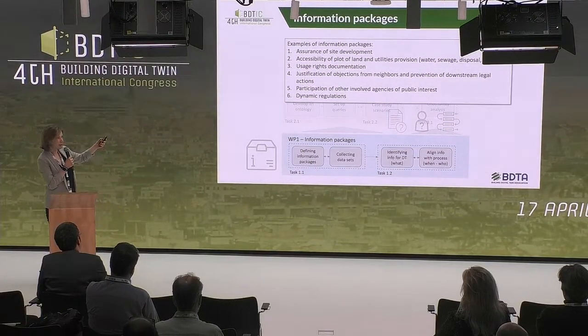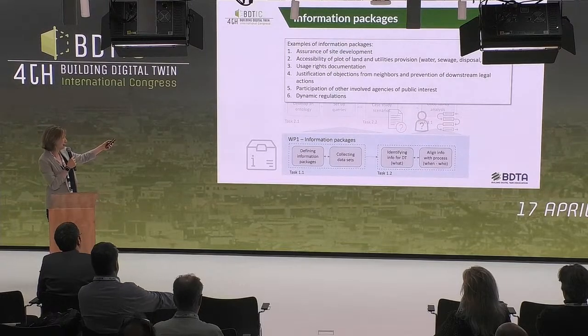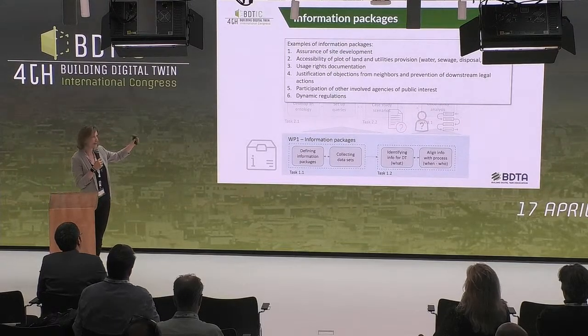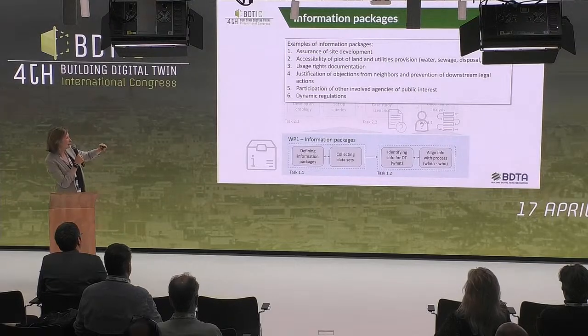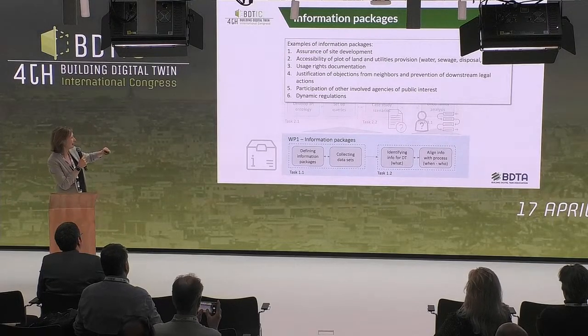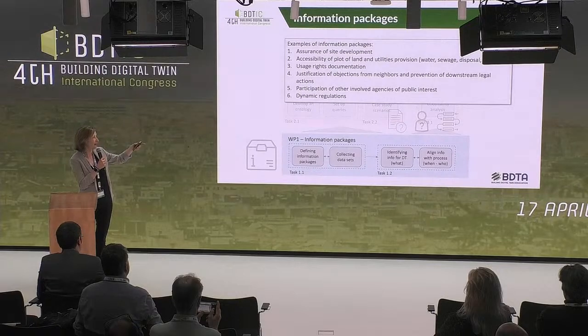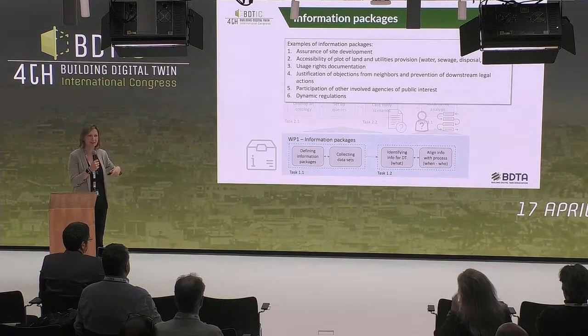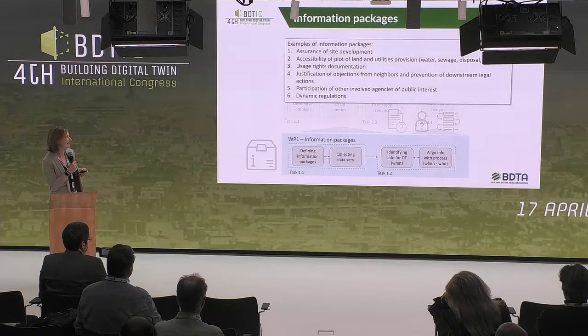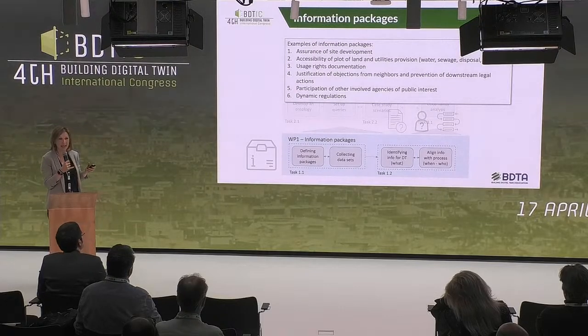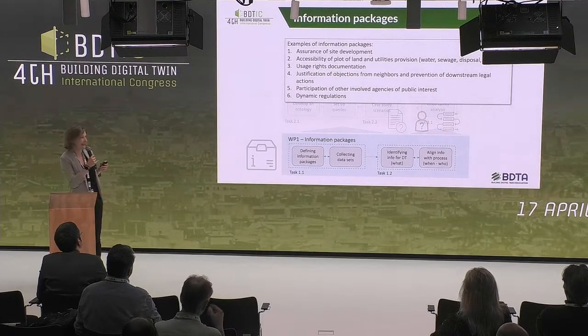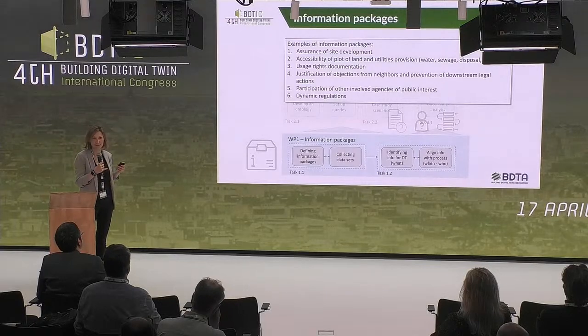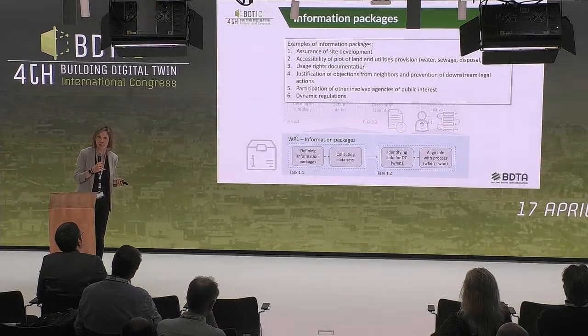You probably wonder what the information packages could look like. I do not read through them either, but maybe 2 examples, like the accessibility of the plot of land and utility provision. Probably it depends on the water pipes, what dimension they have, and does it fit the purpose of the project to be built.